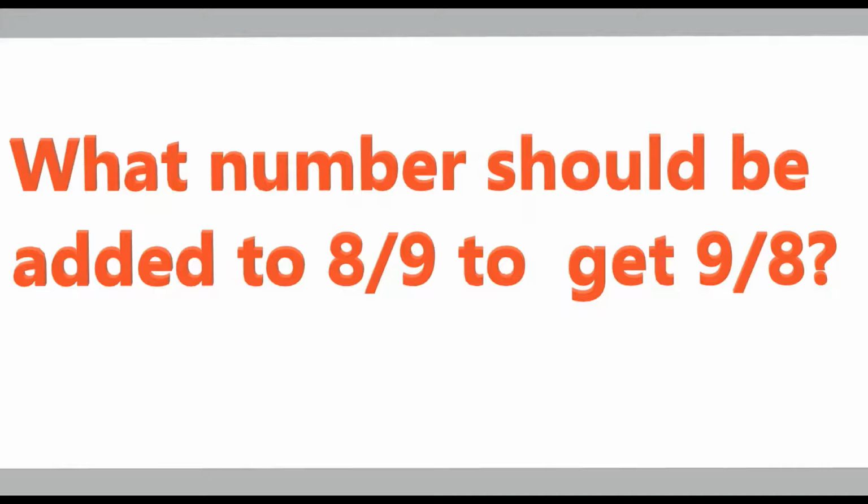This question is, what number should be added to 8/9 to get 9/8? Here the sum is 9/8, and out of two numbers, one number is 8/9. You have to find the other number, which when added to 8/9, the sum will be 9/8. So what would be the other number which should be added to 8/9? You have to calculate.